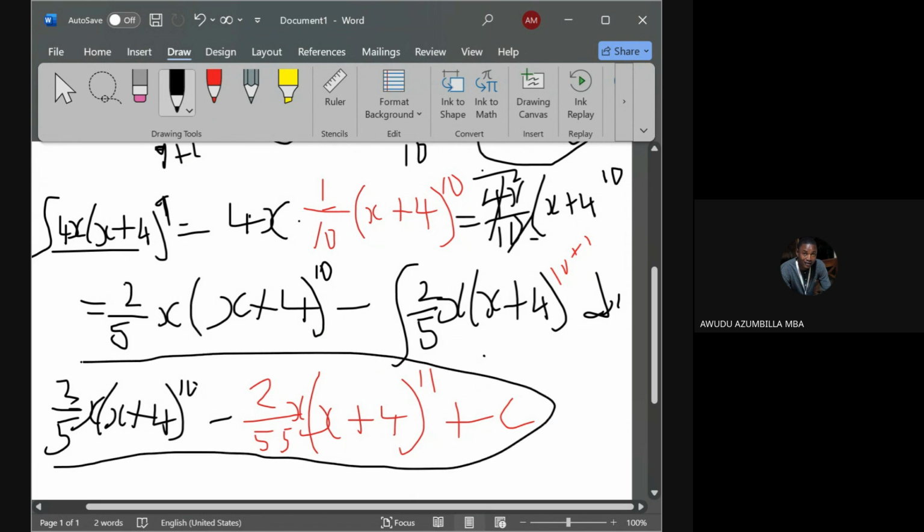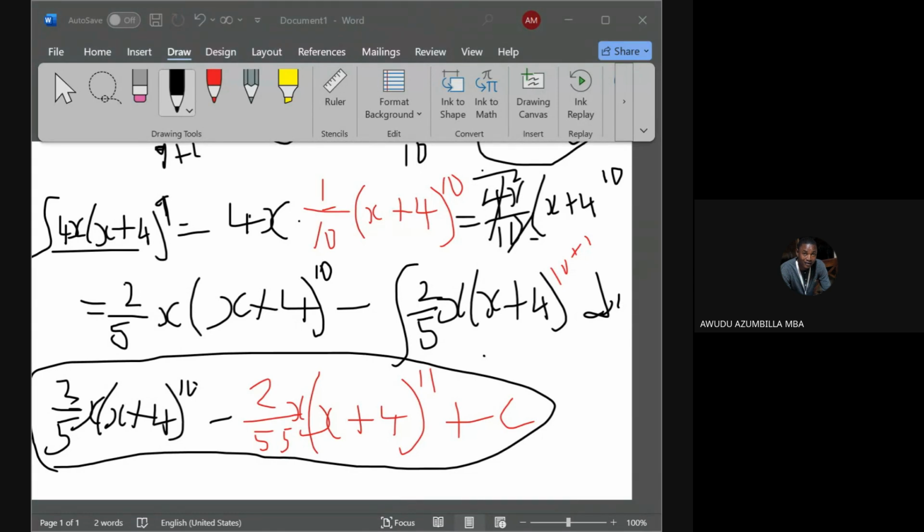So this is the integration by parts. We divided the function into 2 parts, that is u and dv, so that it can make it easy for us to integrate.